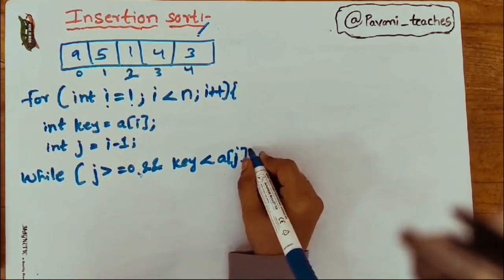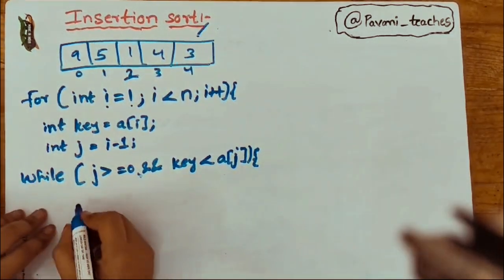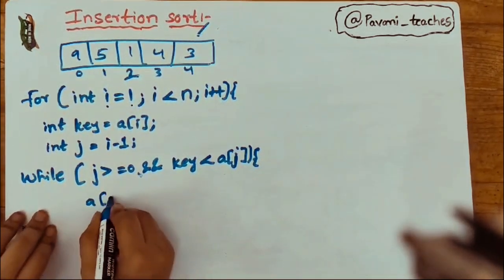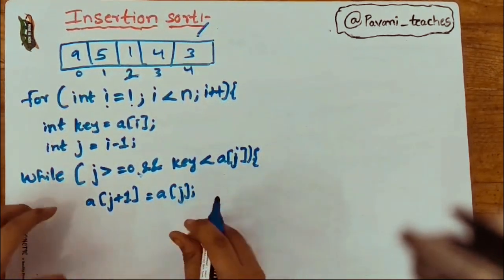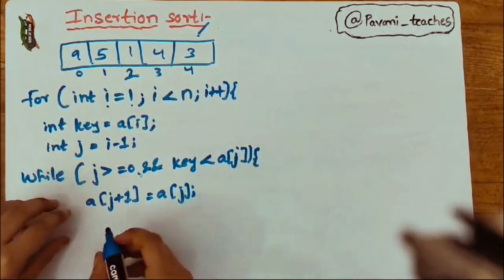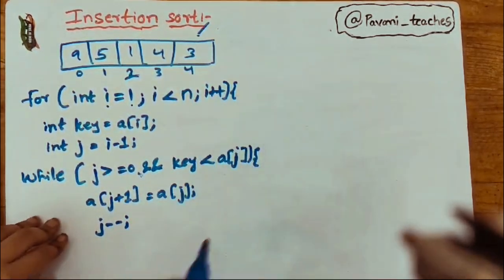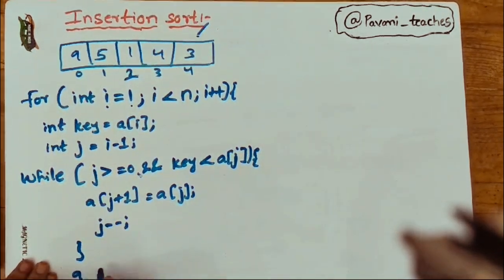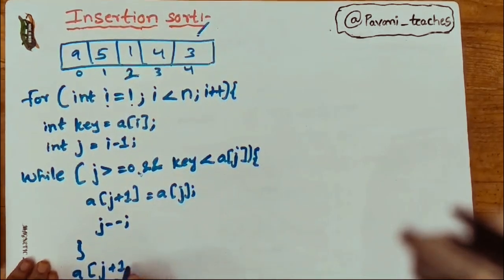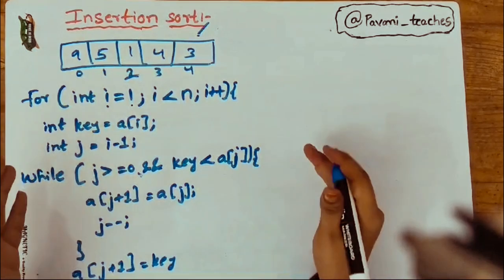If these two conditions are true, then it has to perform two operations, that is A of j plus 1 equal to A of j, and after performing this we have to decrement the j value. You'll get to know all these operations while I explain in detail. After that, outside the while loop we have to write A of j plus 1 equal to key. This is the logic part. Now I'll tell how this works.